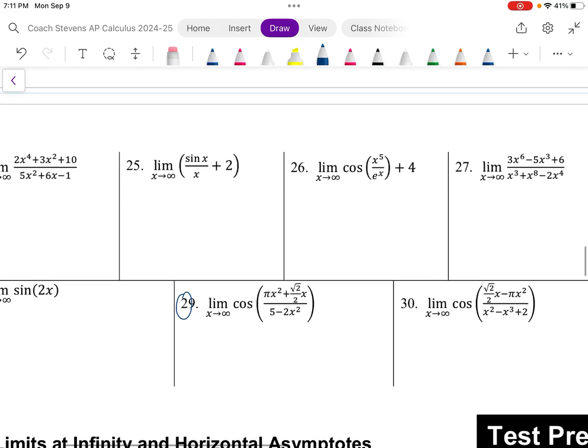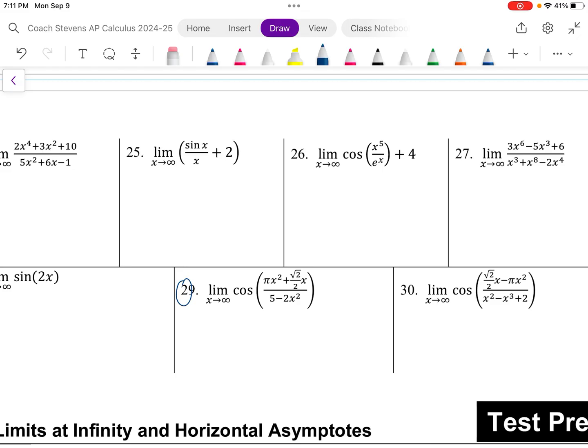And number 29, that's a little bit challenging. There's a lot of stuff going on there. Again, to me, looking at the degrees, I'm only going to focus on those parts right there, because the 5 is not going to make a difference when I take the limit of this whole thing. Again, it's one whole rational function there. It's not two separate fractions like 25. And the square root of 2 over 2 times x is not going to have a big impact on it. So I'm just focusing on the two pieces that I've circled.